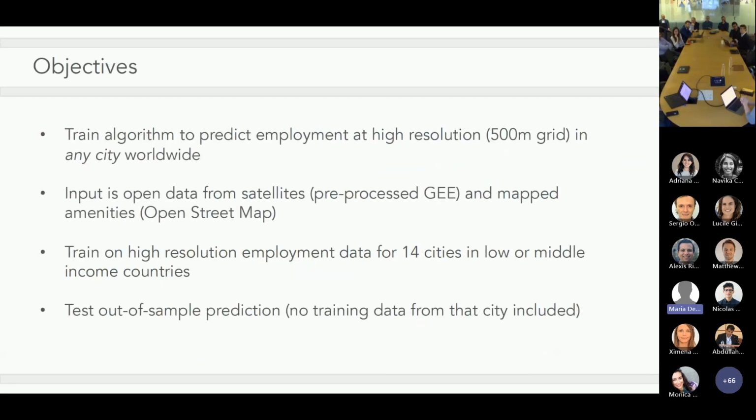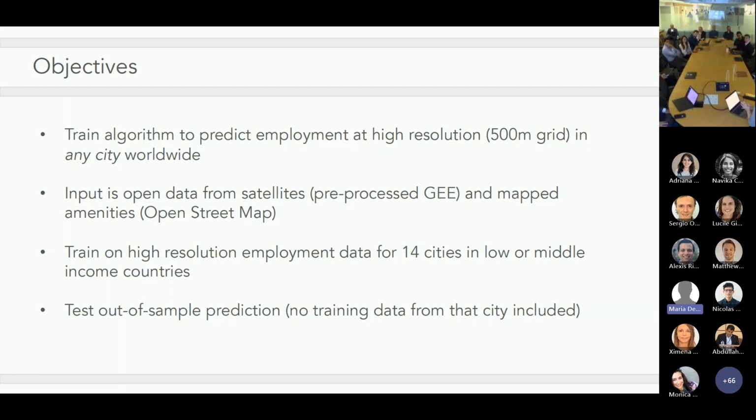Okay, so what was the main objective? The main objective was to be able to predict employment at very high spatial resolution and in any city worldwide. We wanted to essentially produce a map that could be given to research teams and researchers for any city worldwide at a 500-meter grid resolution. Very importantly, and that was a stipulation from the beginning, the input data should be open data. It should be data that anybody can access and download from the internet. It shouldn't be something that needs to be collected in a bespoke manner for different countries and cities, or something that would need to be paid for. That was one of the prerequisites.